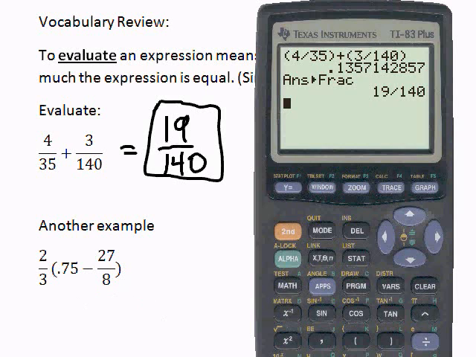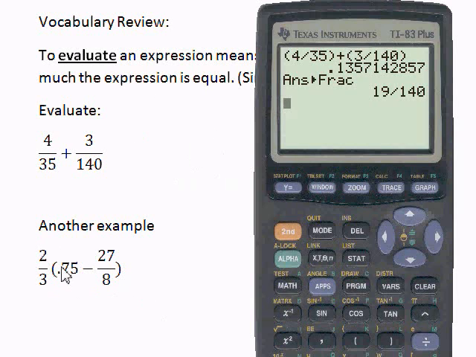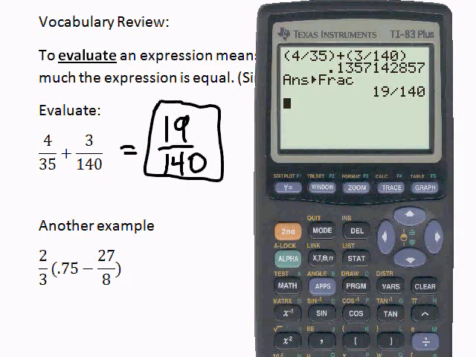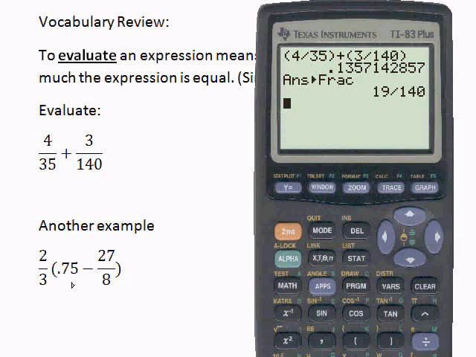Now for the second example, we have 2/3 times parentheses 0.75 minus 27 over 8. When you have an expression that requires you to simplify several parts at the same time, I ask you to go ahead and evaluate the expression using PEMDAS. So we're going to simplify the inside of the parentheses first, giving us 2/3. And let's figure out what 0.75 minus 27 over 8 actually is equal to.